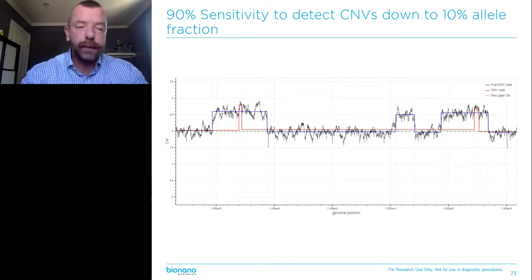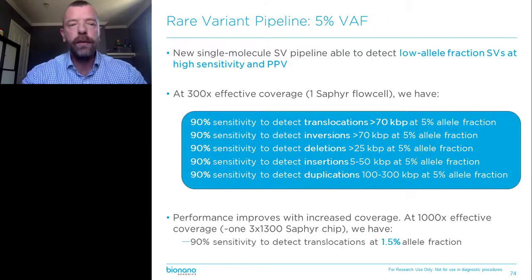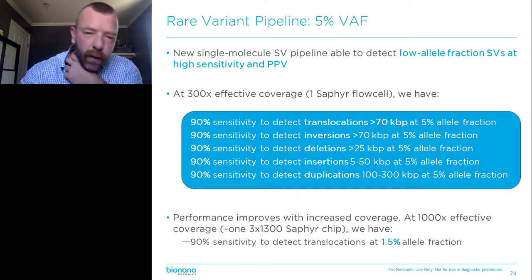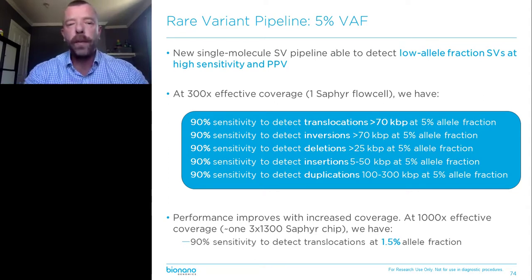But on top of that, we also built a new rare variant pipeline. And this pipeline allows you to detect low allele fraction structural variants with very high sensitivity. You see right there that we have 90% sensitivity to detect each of these types of SVs, translocations, inversions, deletions, insertions, and duplications, down to 5% allele fraction. And again, 5% allele fraction means that if just 10% of the cells in a tumor have a heterozygous, say, translocation, we will still pick that up.